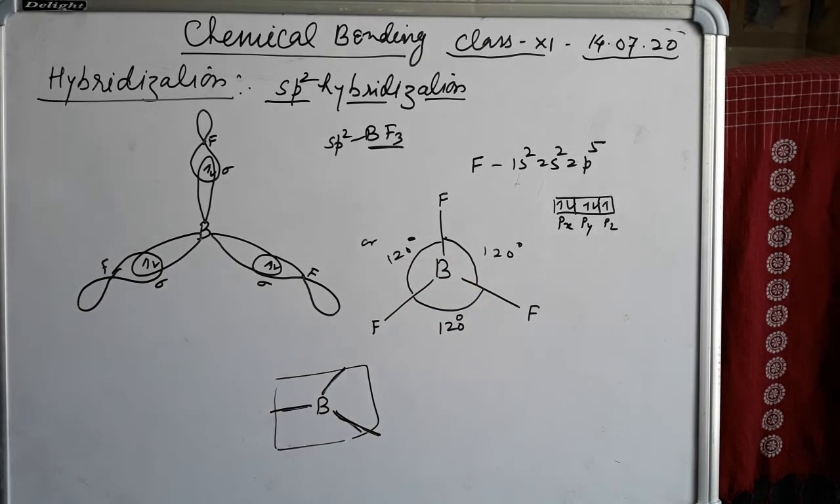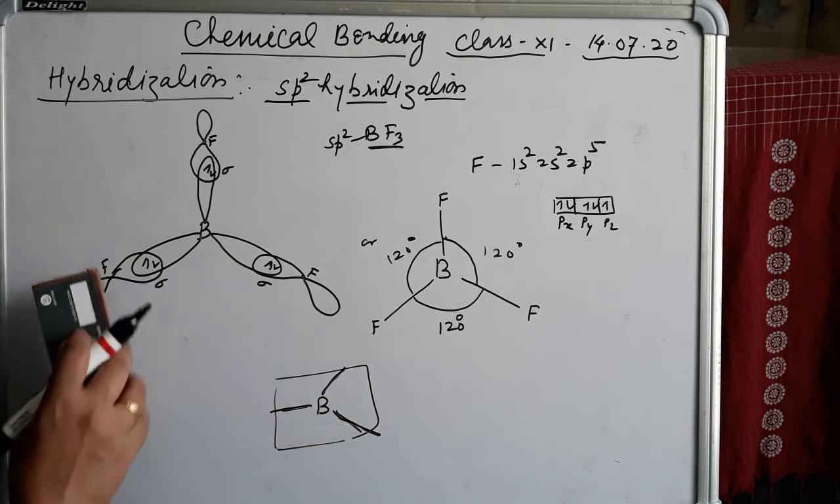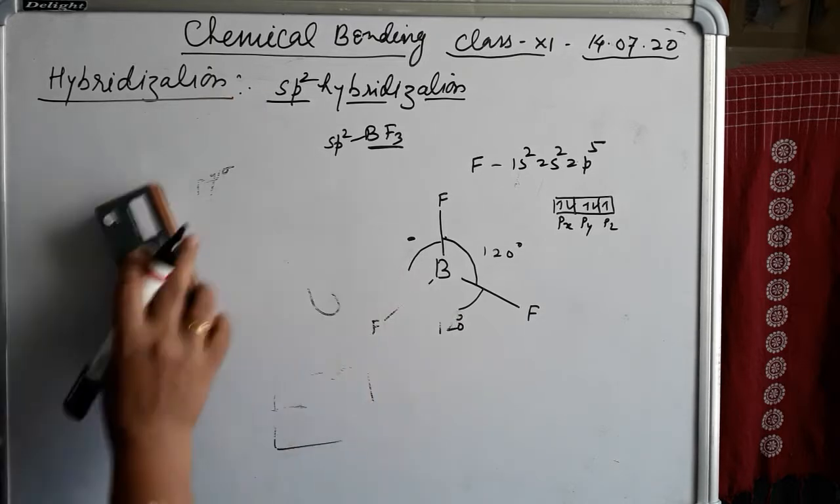In this way you can make a number of molecules in which the central atom is sp2 hybridized. Do practice. We will discuss the next hybridization, sp3.